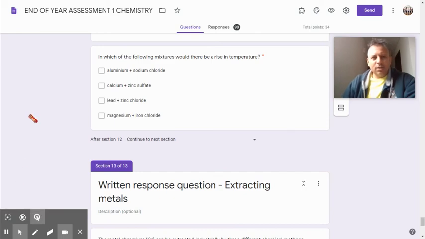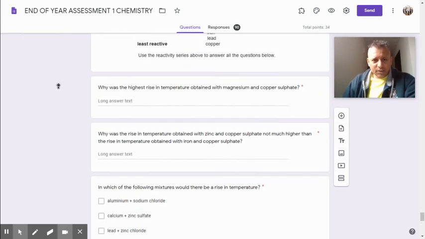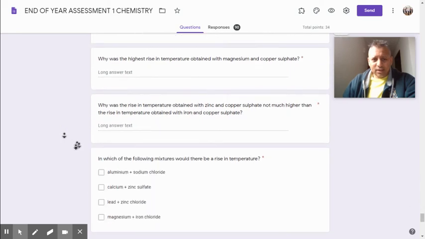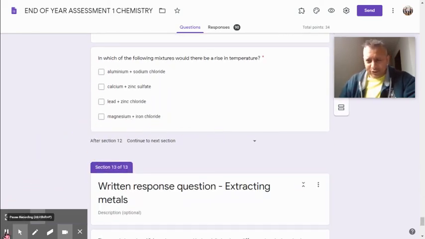Next question. So long as the metal is above the other metal that's in the compound in the reactivity series, you will get a rise in temperature. Magnesium is higher than iron in the reactivity series of metals. We just needed to look back at the reactivity series that was given. So the right answer was the fourth selection.